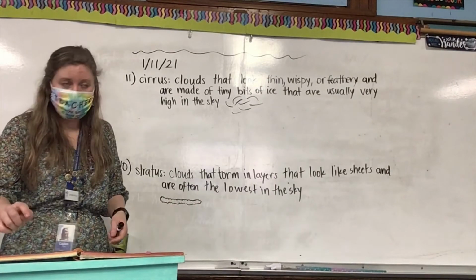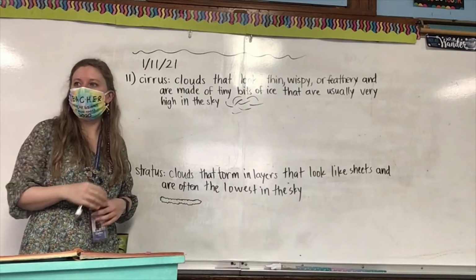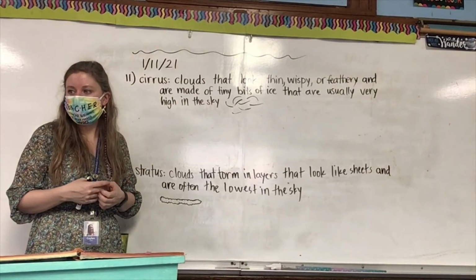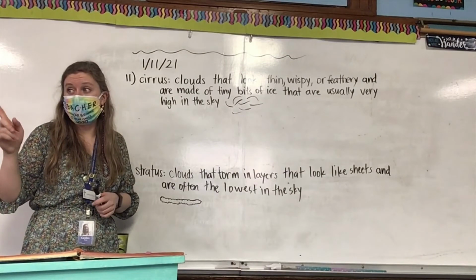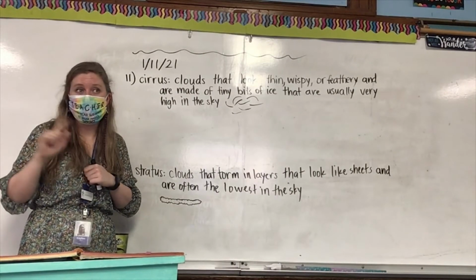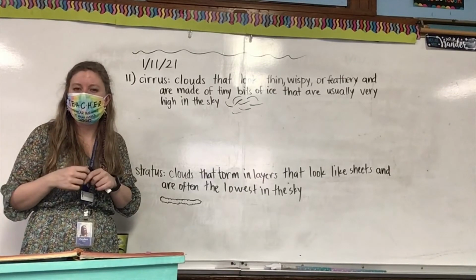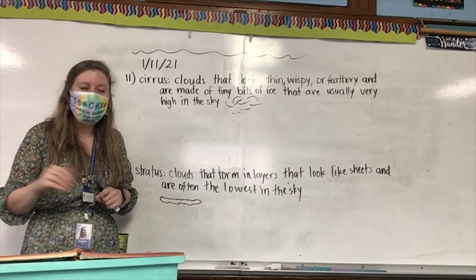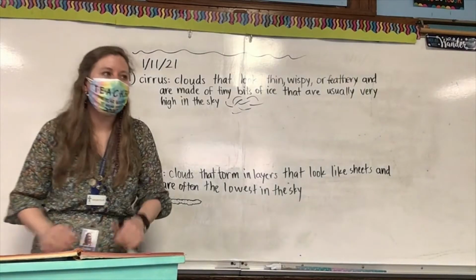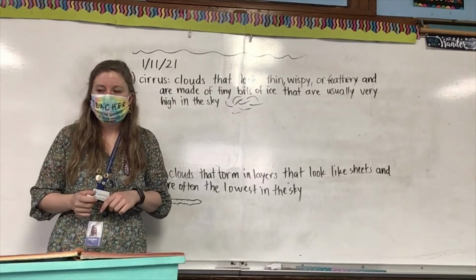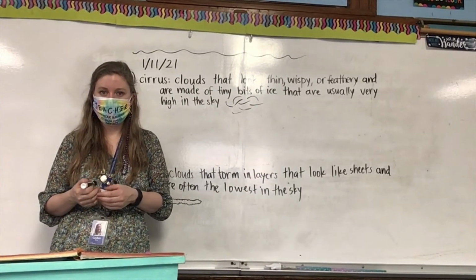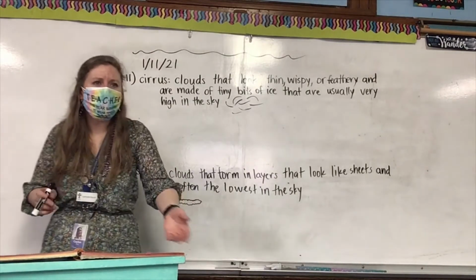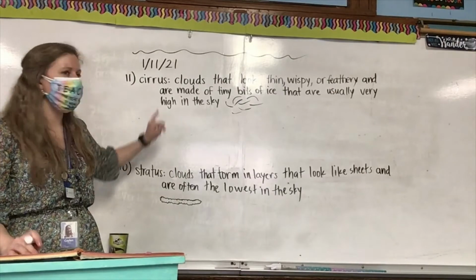No. So which clouds are usually the second closest to the ground? Now that we know this. Kingston? Think about what we know. We know stratus are usually the closest to the ground. So which other ones are usually the second closest to the ground, do you think? Cumulonimbus. Okay? What are the clouds in this diagram that are the highest? Smith. Cirrus.